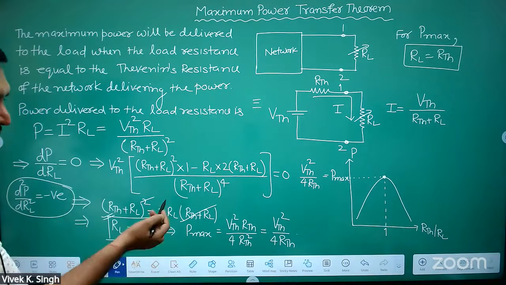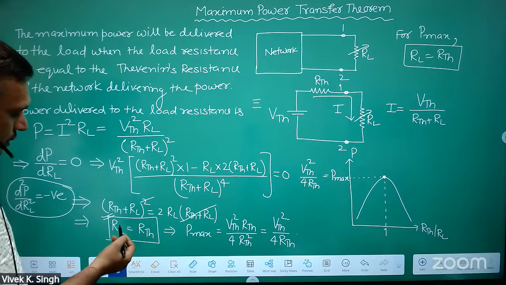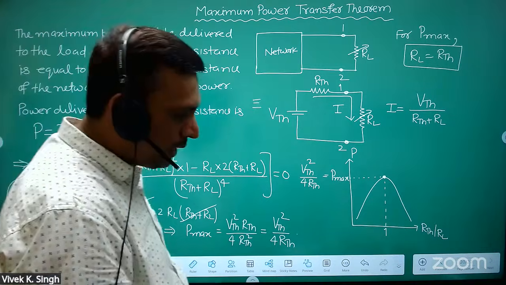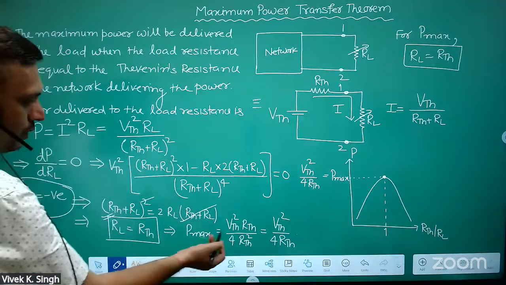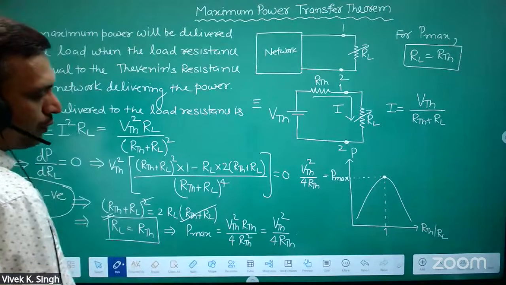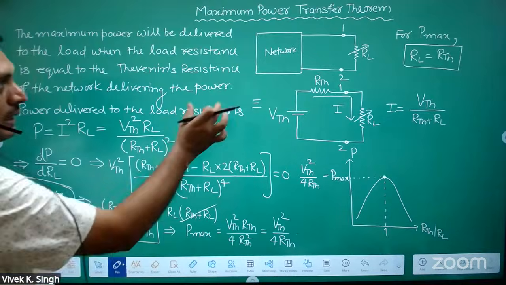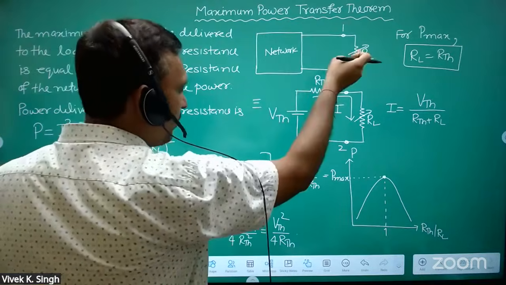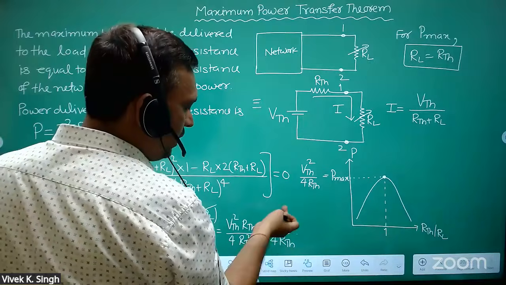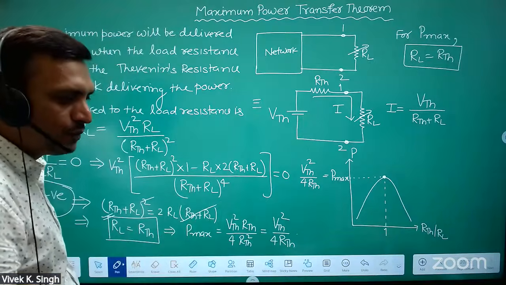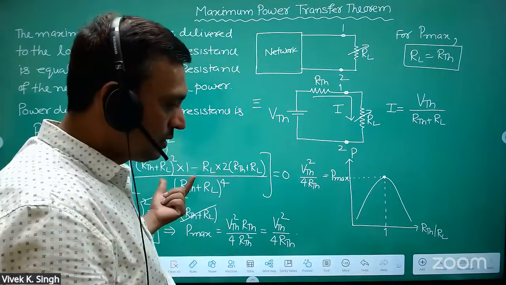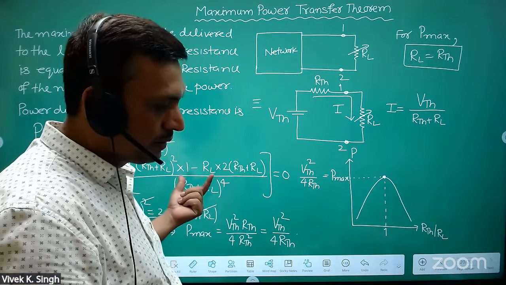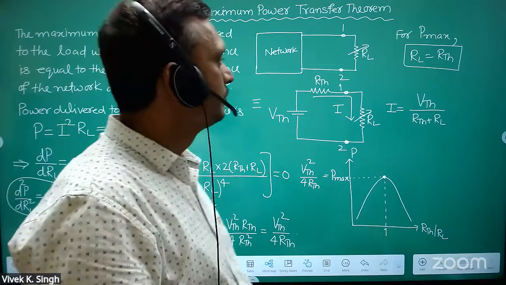So what will be maximum power? So just put RL is equal to RTH. Understood? Yes. So this is VTH square by 4 RTH. So if you have to find in this network what is the maximum power delivered to the load, that is simply VTH square by 4 RTH. So this is again an application of Thevenin's equivalent network. Okay? Yes, sir.